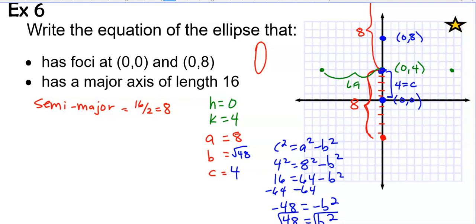And we could finish drawing our ellipse, but we're going to end up going way off the graph anyway. But if it helps to visualize that, definitely go for it. But I think at that point we are ready to write our equation.